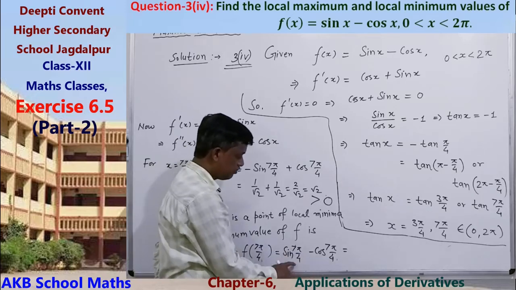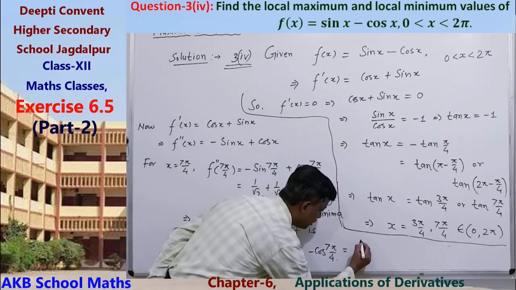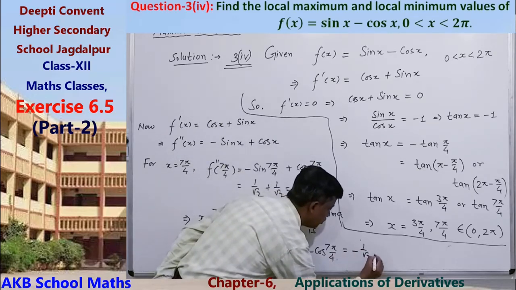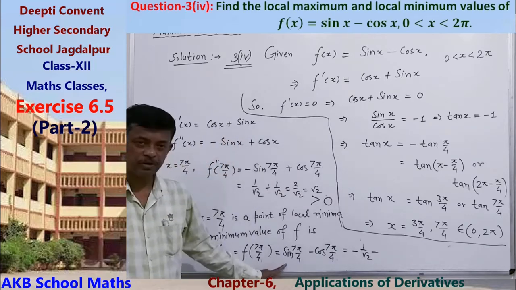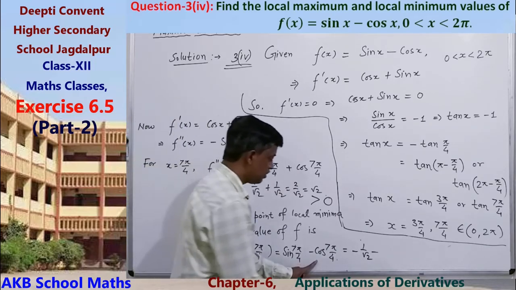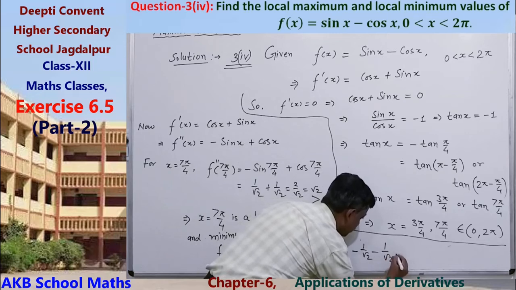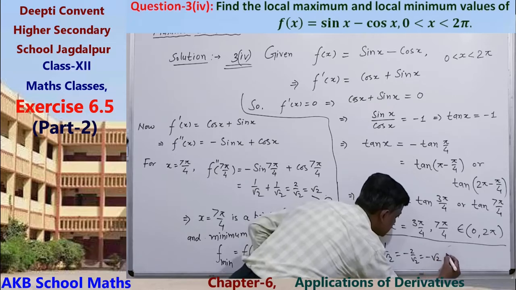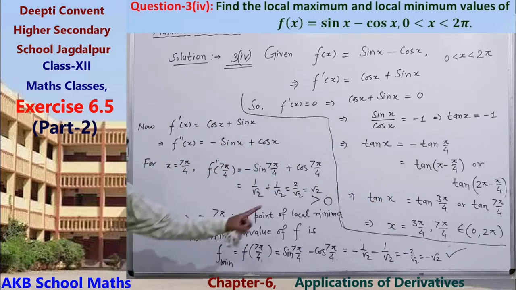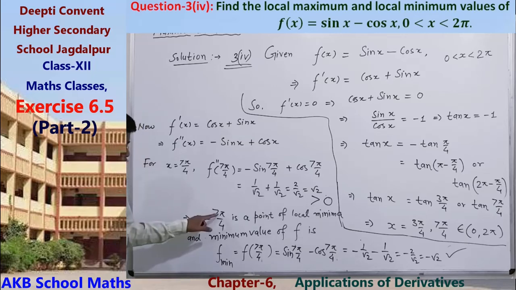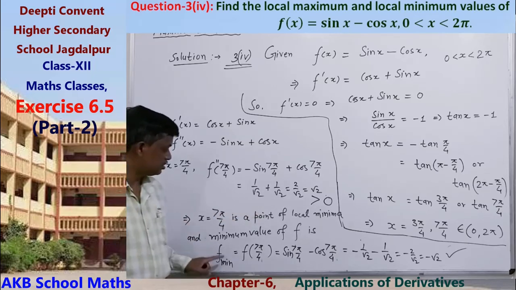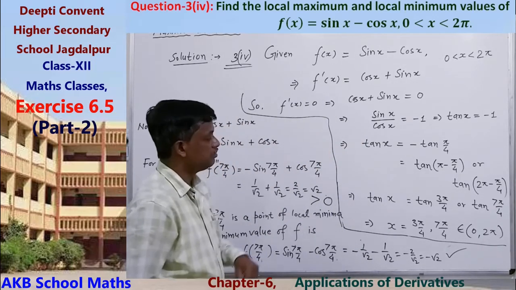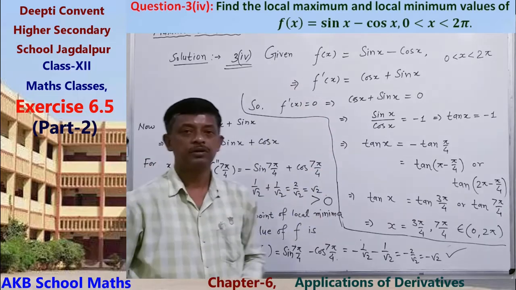So sin 7 pi by 4 means minus 1 upon root 2, and cos 7 pi by 4 means 1 by root 2. So minus of 2 by root 2 equals minus root 2. This is the minimum value of the function at this point. This is the local minimum point, and this is the minimum value of the function. So by using the second derivative test, we can solve this type of question.